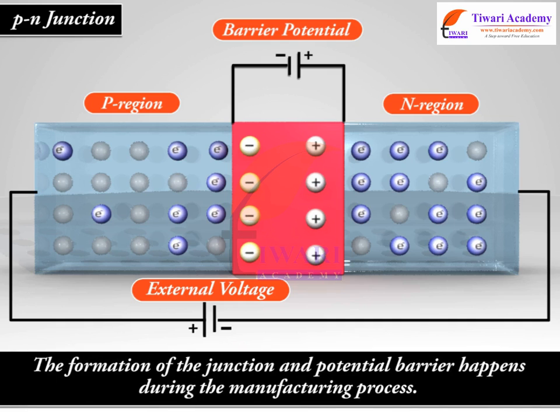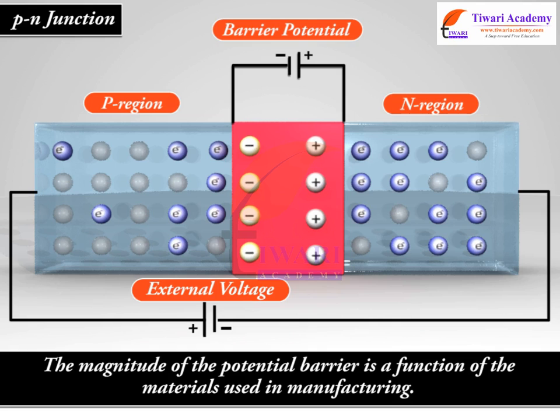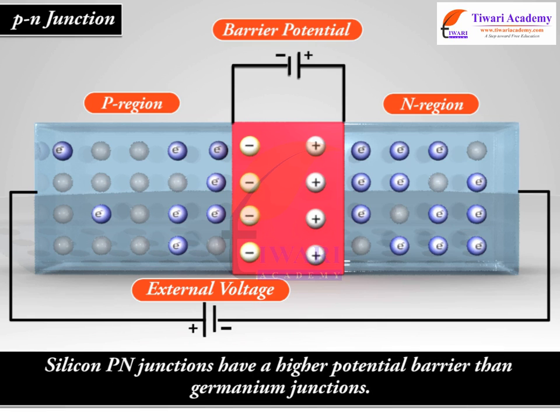The formation of the junction and potential barrier happens during the manufacturing process. The magnitude of the potential barrier is a function of the materials used in manufacturing. Silicon p-n junctions have a higher potential barrier than germanium junctions.